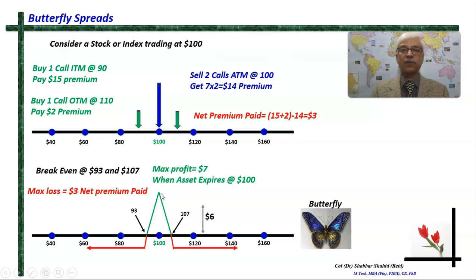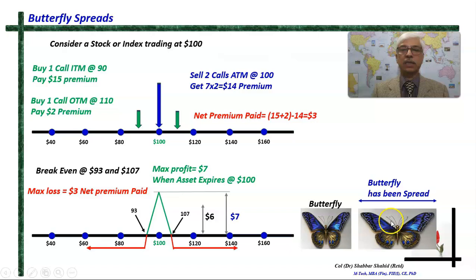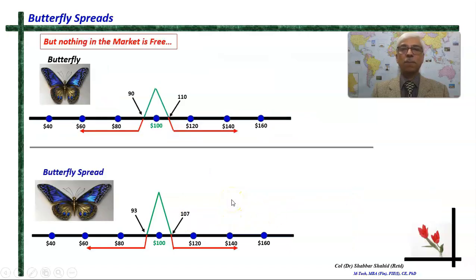All right. So in the earlier case when it was a butterfly, your profit was 6. Now you have stretched the butterfly and you have increased your profit to 7. Okay. Just by stretching that, you have increased your profit. But as I told you earlier, nothing in the stock market comes free. There are no free lunches. It is a level playing field for the buyer as well as the seller. So if you get something, you have to give something.